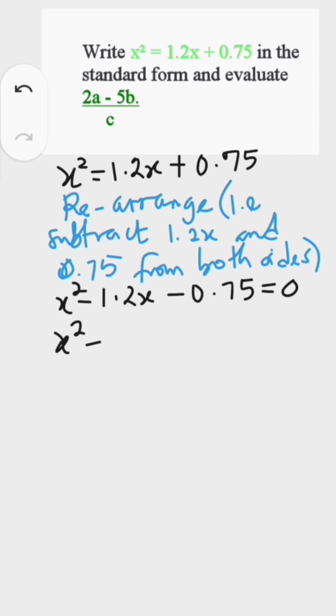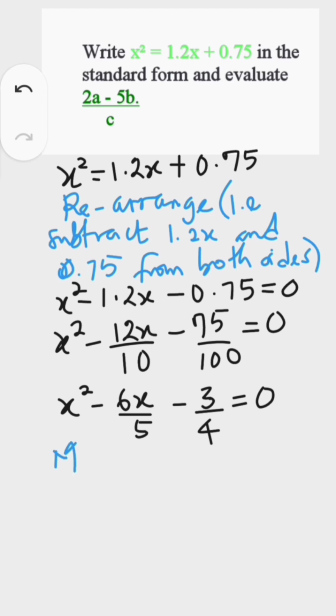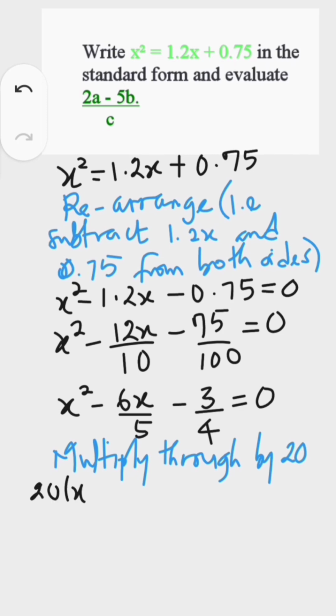Then we turn all the decimal fractions into common fractions. So we have x squared minus 12 over 10x minus 75 over 100 equals 0. And then we reduce them to their lowest terms: x squared minus 6x over 5 minus 3 over 4 for 75 over 100 equals 0. This time around, we can then multiply by the lowest common denominator of 5 and 4, that's 20. So we multiply through by 20 to give us 20 times x squared minus 20 times 6x over 5 minus 20 times 3 over 4.